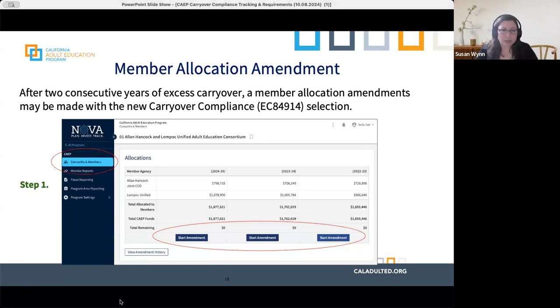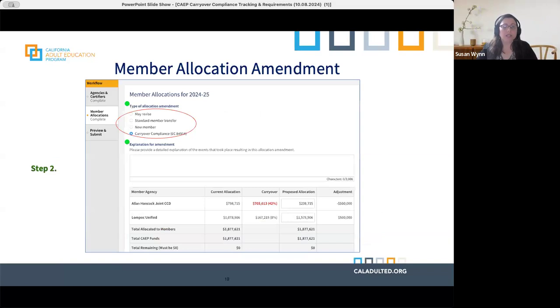When we start an amendment, we can see that now one of the options is you have to select why you're doing this. Is it due to the May revise, standard member transfer? Is it a new member? Or is it due to carryover compliance? And then you also type in the member selection.